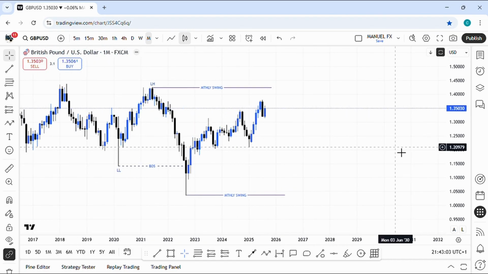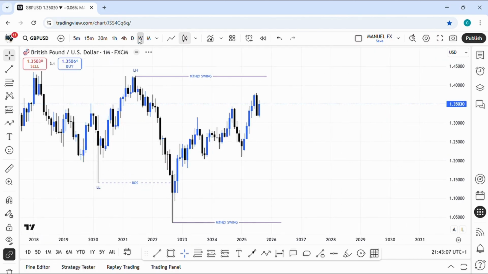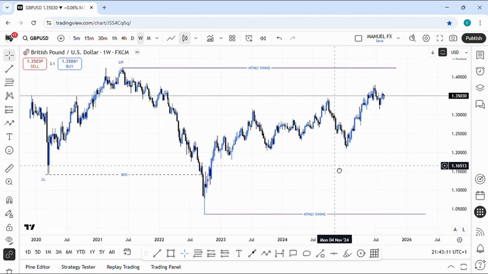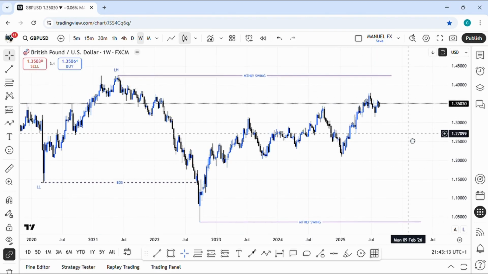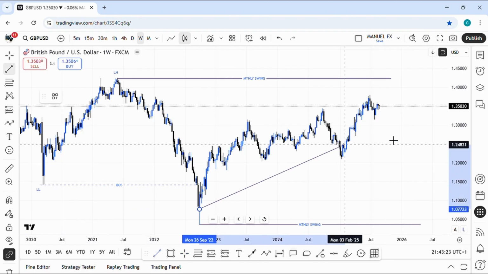Now let's move down to the weekly time frame. I'm using GBP USD for this analysis. Can you see that inside of the monthly swing, we have up moves? You see, price is moving towards the upside. This is an up move.